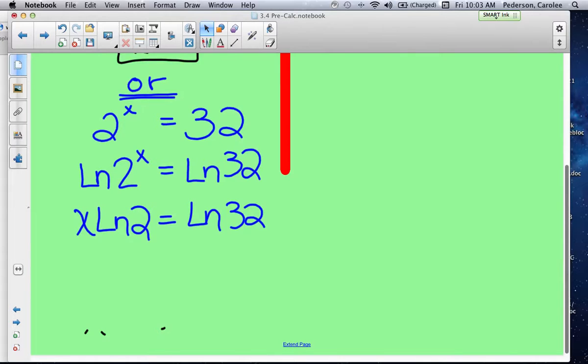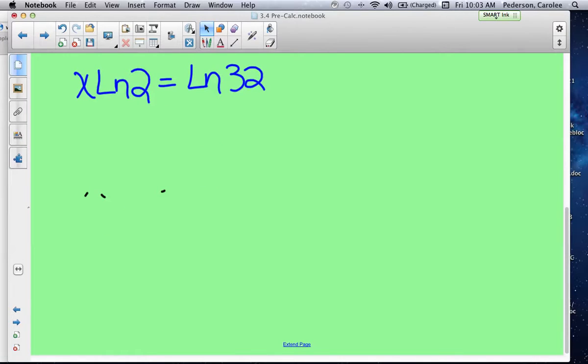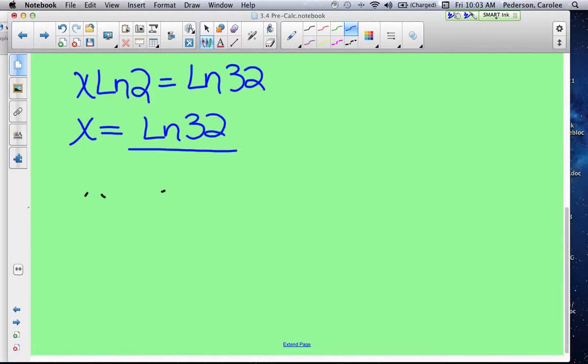And then what'd you say? Very good. Then you can divide both sides by the natural log of 2. So you're left with x on the left, the natural log of 32 divided by the natural log of 2. Then you'd have to take out your calculators. The natural log of 32 divided by the natural log of 2, what should you get for an answer? You better get 5 or something's going wrong.